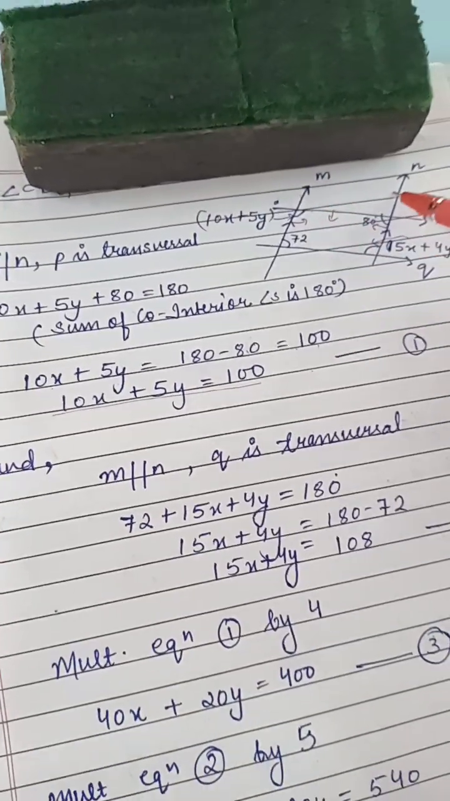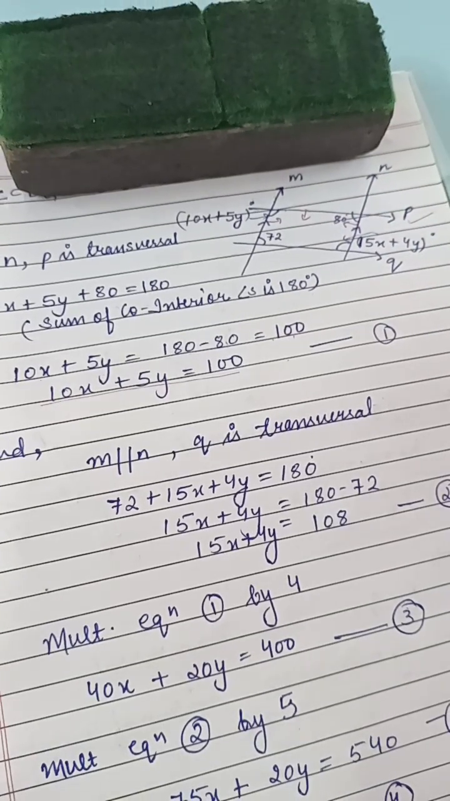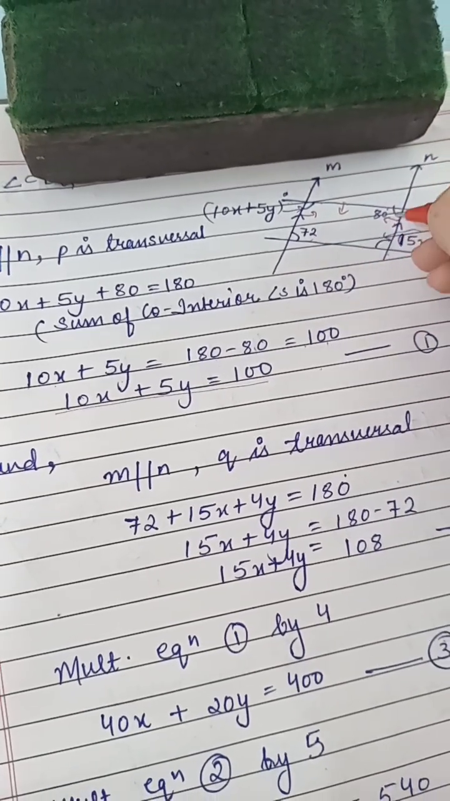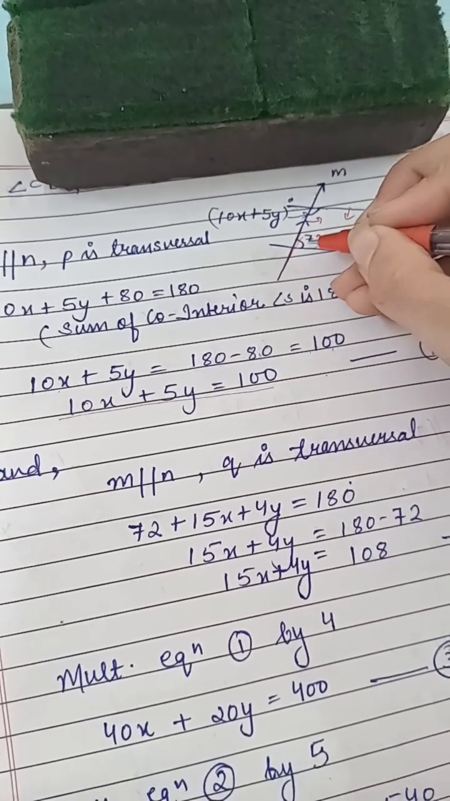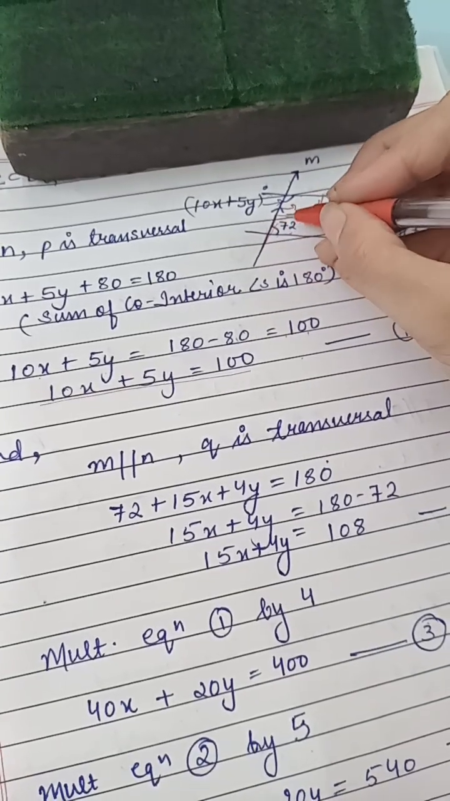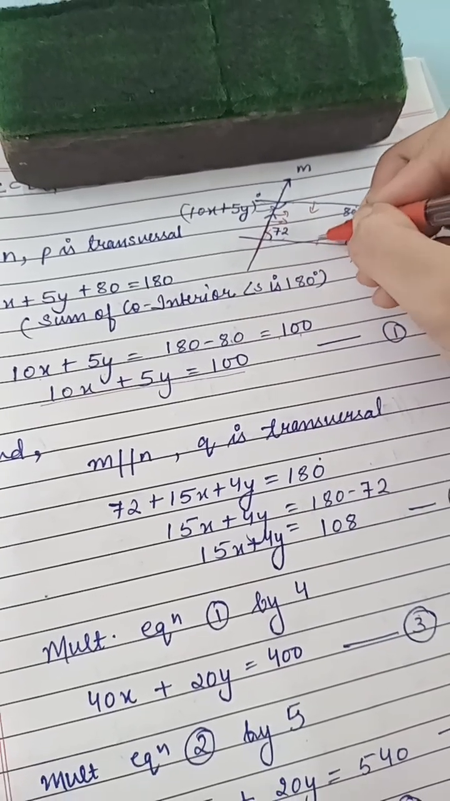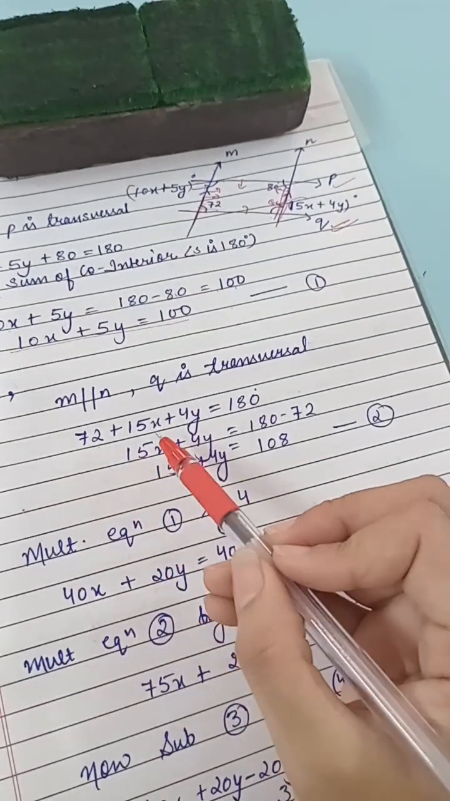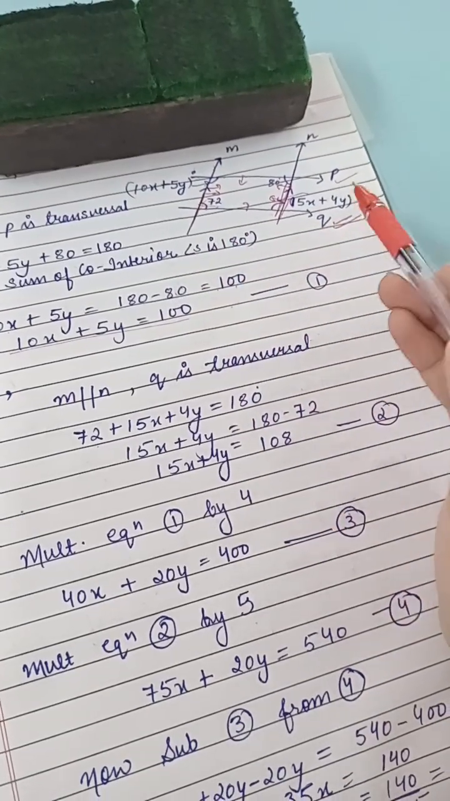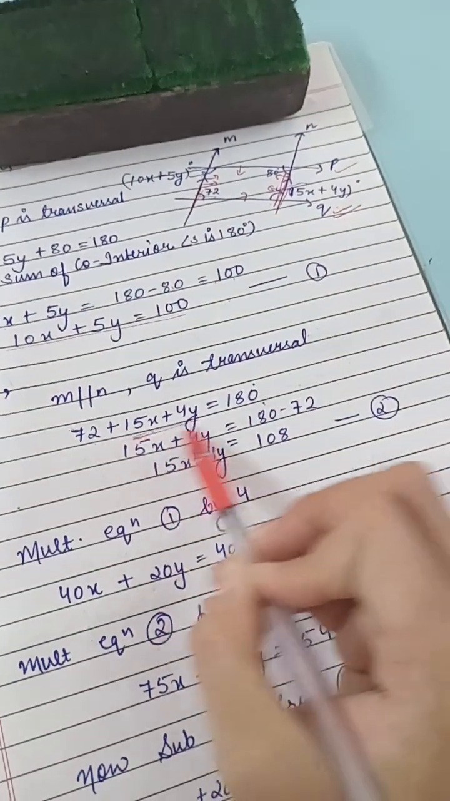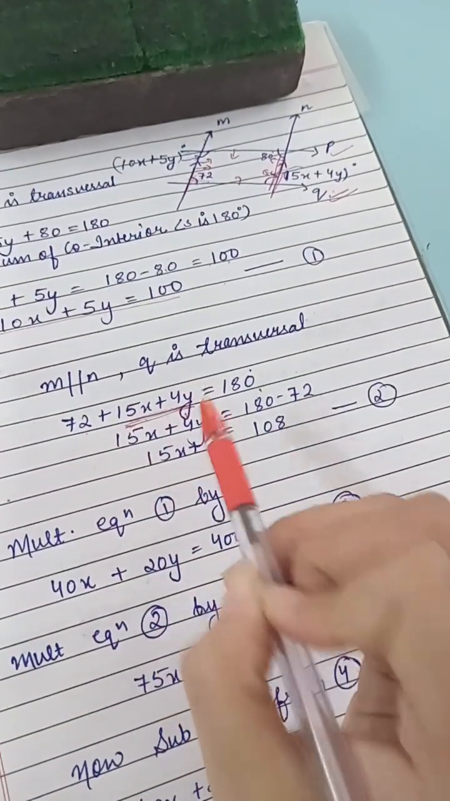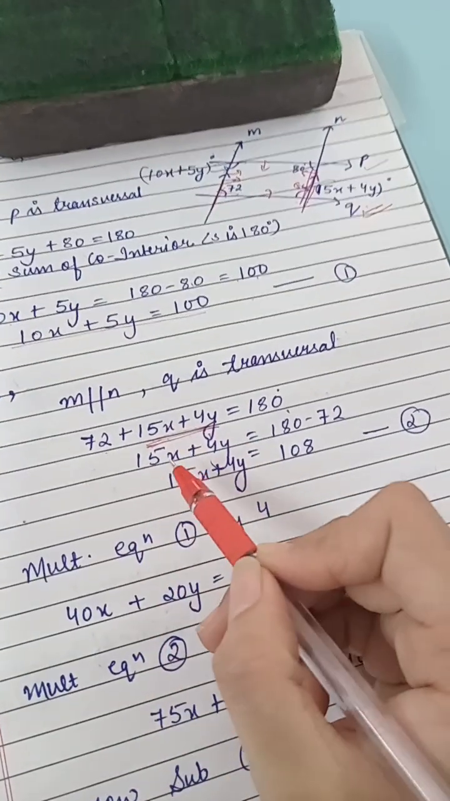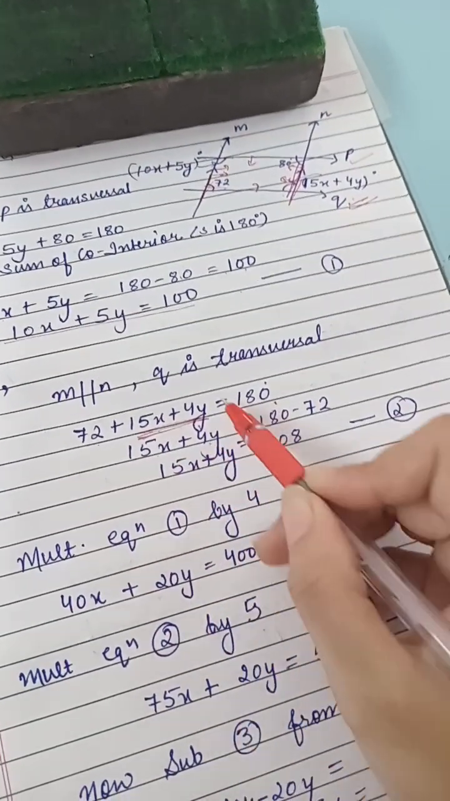Again, M is parallel to N. We have already studied this transversal P. Coming to the transversal Q, check these two angles which are formed on the parallel lines. 72 and this. They are interior of the parallel lines and on the same side of transversal Q. Again co-interior. 72 plus 15x plus 4y equals 180. 15x plus 4y are unlike terms. Correct? Are they like or unlike? They are unlike terms. 15x plus 4y equals 180.